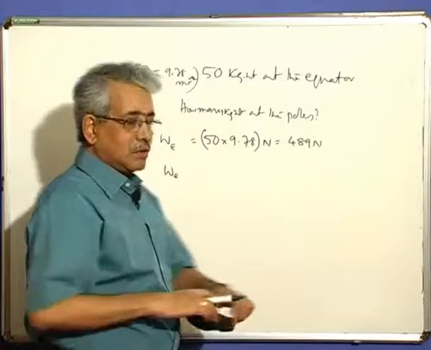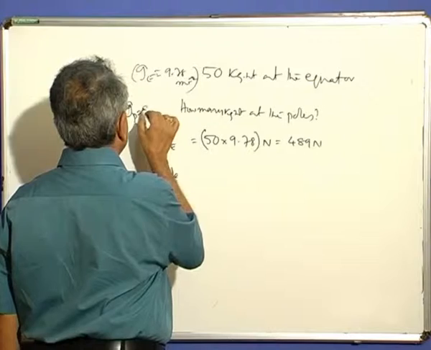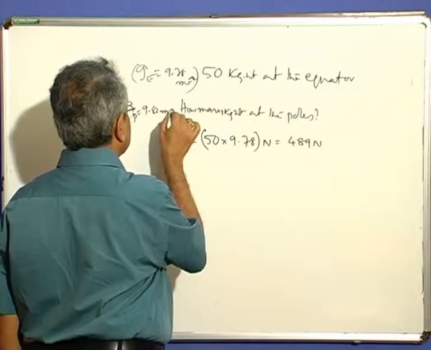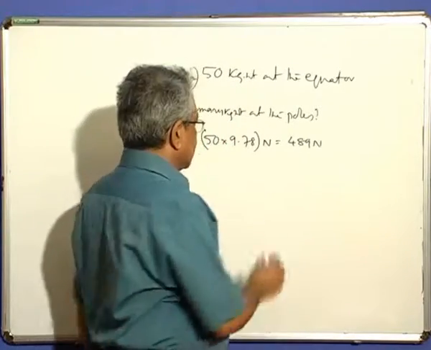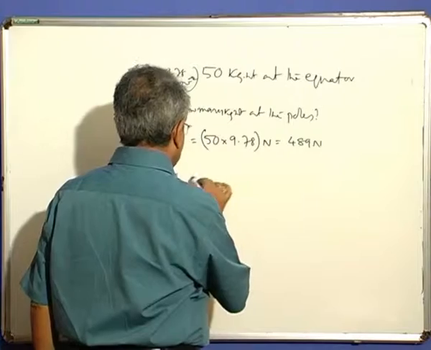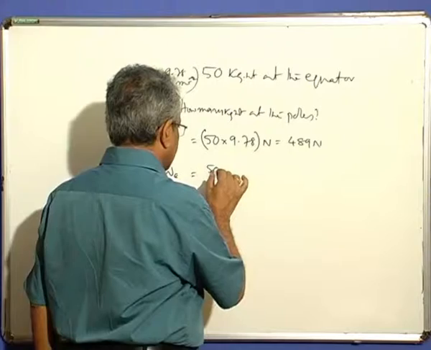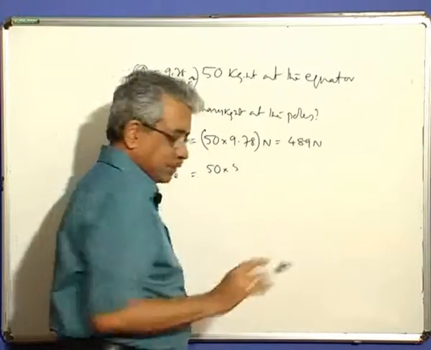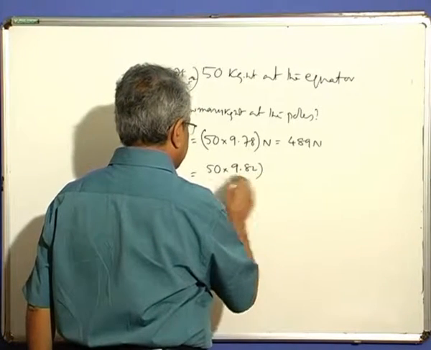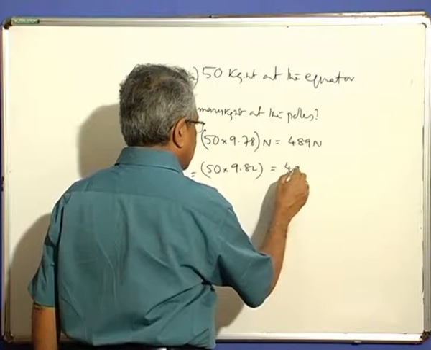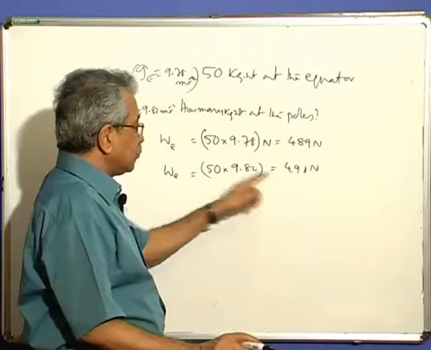Suppose you go to the poles now. There the value of G at the poles is 9.82 meters per second square. What will be your weight now? It will be different. The mass is the same; mass is not changing. So 50 into 9.82 is 491 Newton. Suppose it shows like that, 491 Newton, while you are standing on a weighing machine.